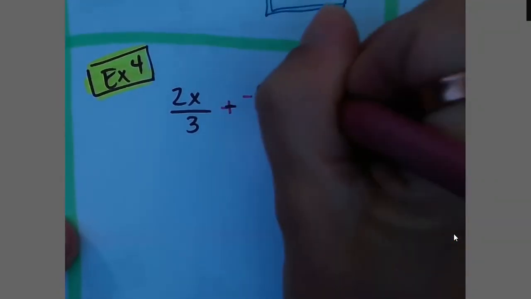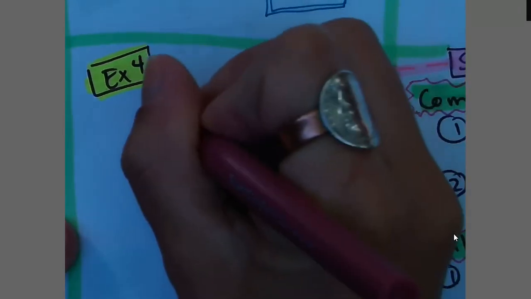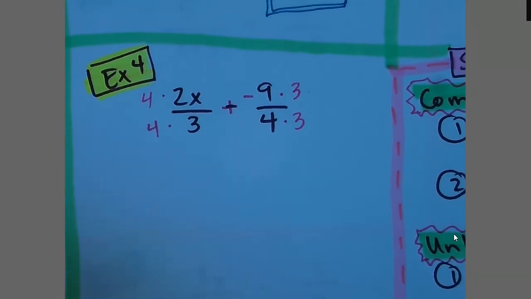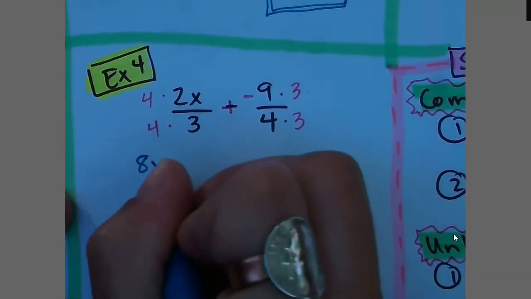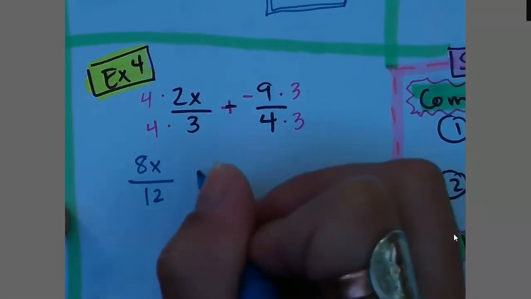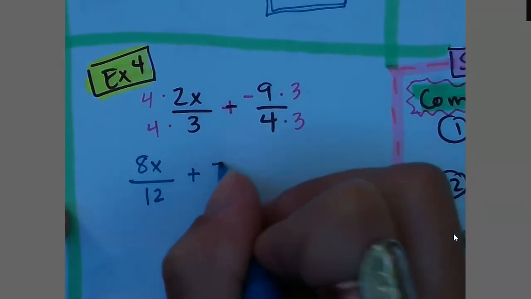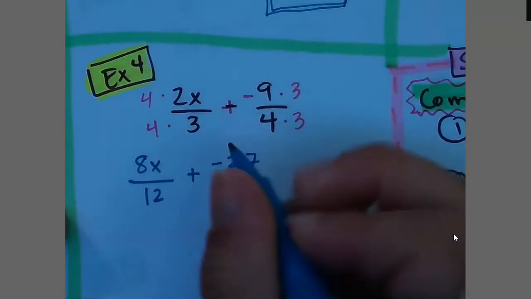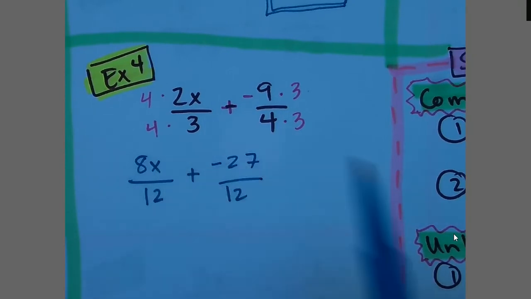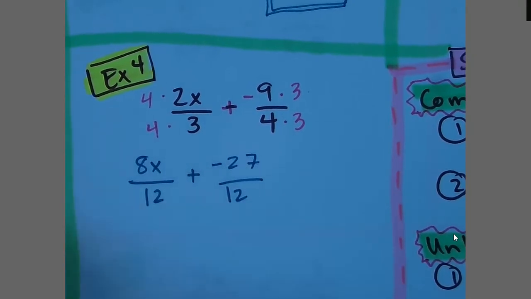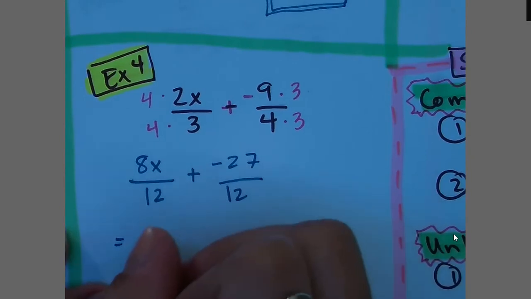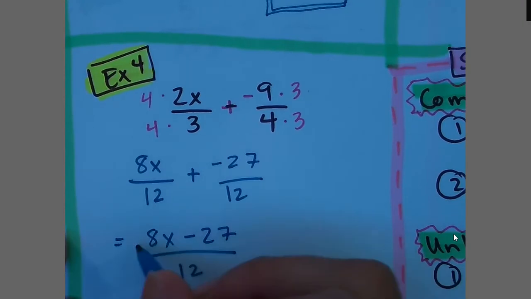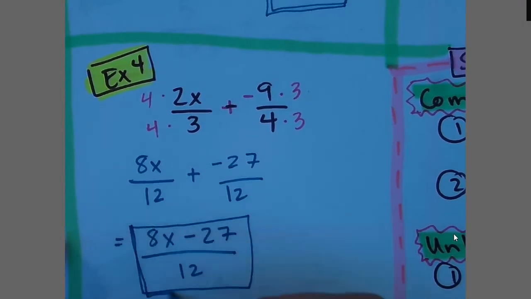All right, this one needs a 3. This one needs a 4. 2 times 4 is 8, so this is going to be 8x. 4 times 3 is 12. And then negative 9 times 3 is negative 27. 4 times 3 is 12. 8x and negative 27 cannot combine, but I am going to write them all in the same line. All divided by your common denominator of 12. This one cannot reduce either.